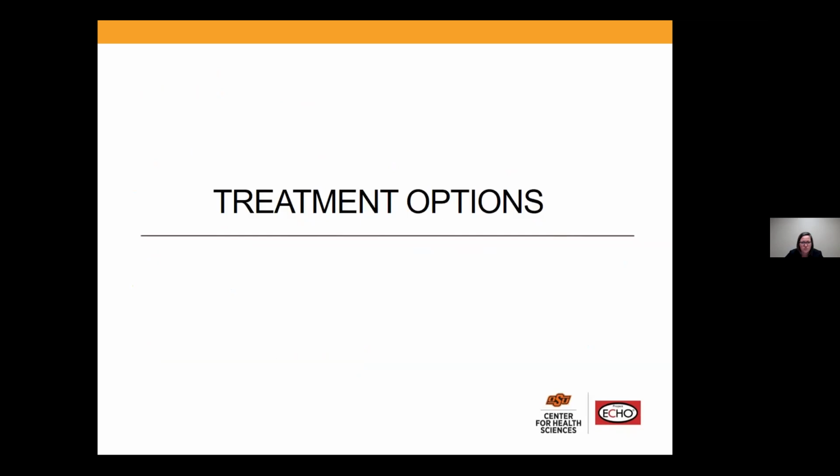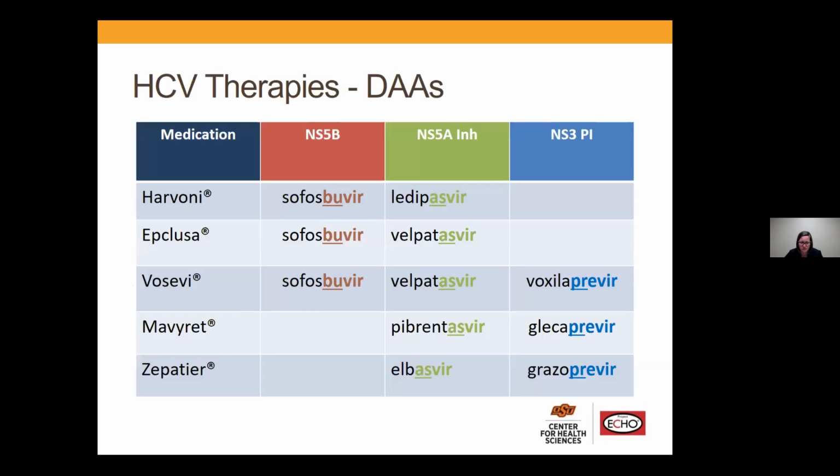So if we're talking about treatment options, there are still several out there, but I'm just highlighting the most common ones, the ones that have the highest recommendation ratings from the guidelines. And so here: Harvoni, Epclusa, Vosevi, and Mavyret.